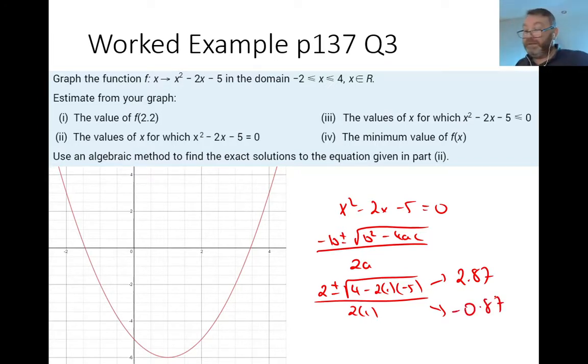Okay, so those are the answers we get to this one up here. There's again minus 2, in case you wonder where I get these figures from. There's a, b, and c. So minus b is plus 2, plus or minus the square root of b squared minus 4 times a times c, all over 2 times a. All right, so you've proved mathematically the exact solutions to the equation, which is quadratic, in part 2.